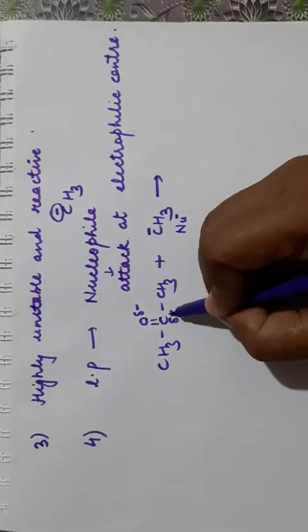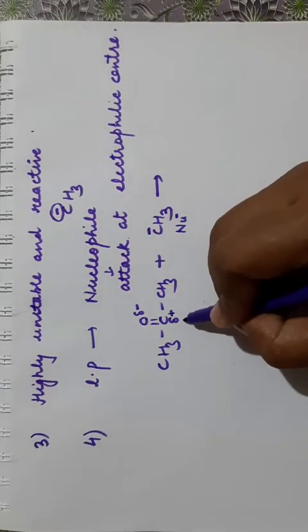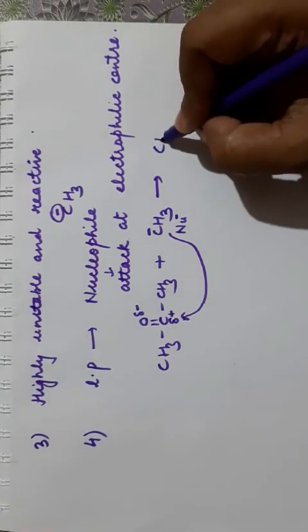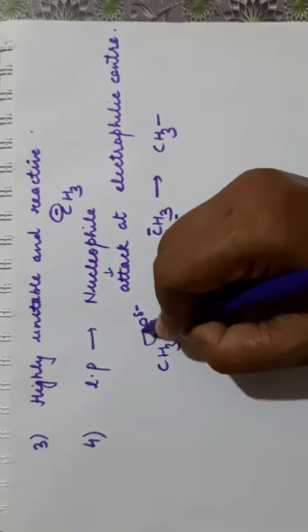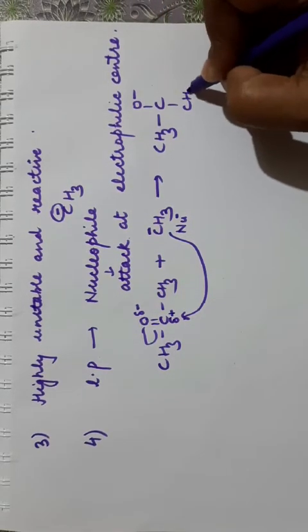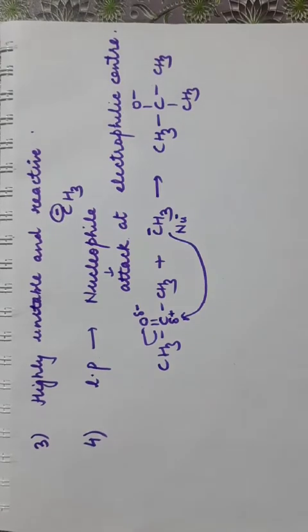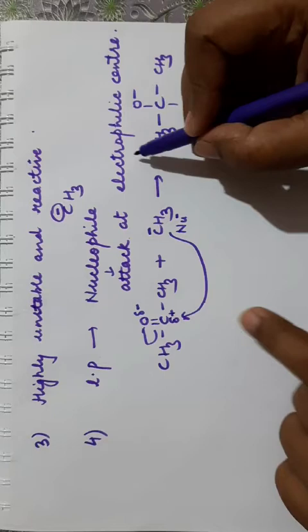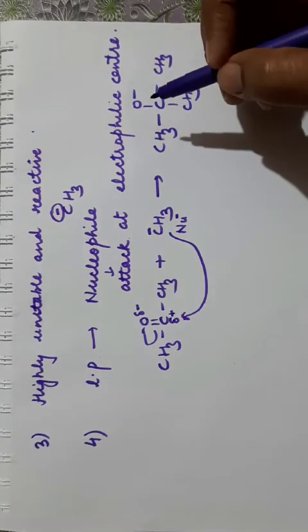So since there is a positive charge here, it will act as an electrophilic center and this nucleophile will attack at this position. This electron will be shifted here, and you will get CO minus, CH3, CH3. Clear? So it acts as a nucleophile and attacks at the electrophilic center.